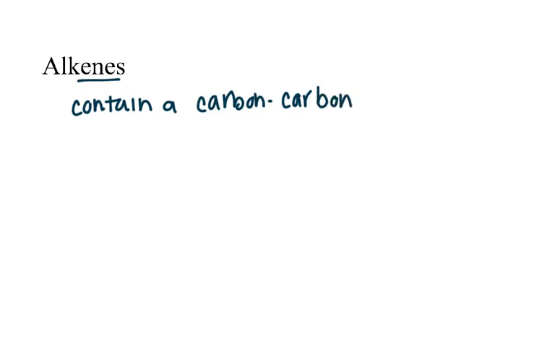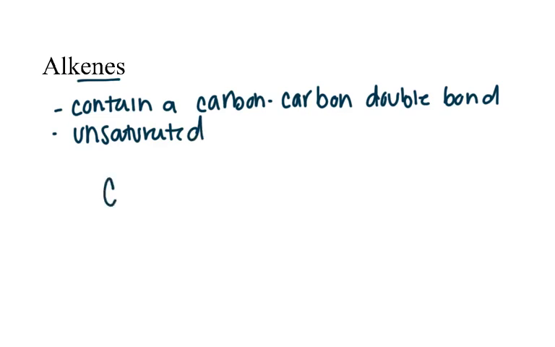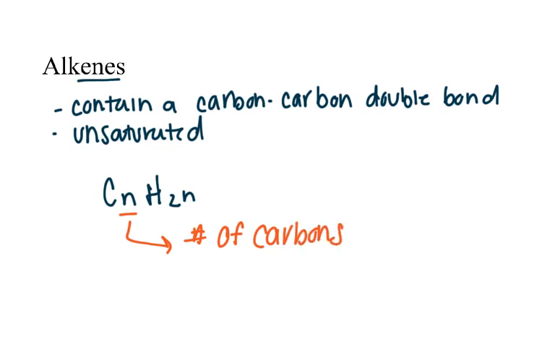Now we're going to look at alkenes. The difference here is the ending. So these contain a carbon-carbon double bond, right? Our alkanes were single bonds, so alkenes contain a carbon-carbon double bond. Okay, and they are unsaturated. And our formula here is going to be CnH2n. And remember that n is our number of carbons. Okay, same concept with the naming.